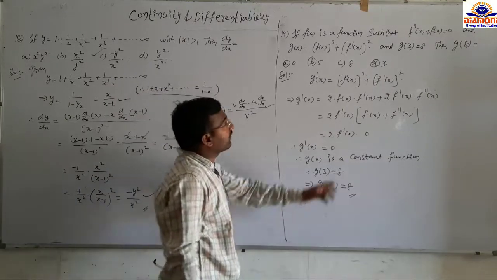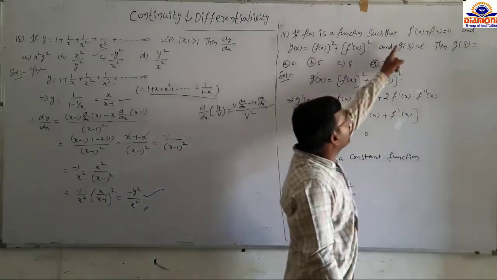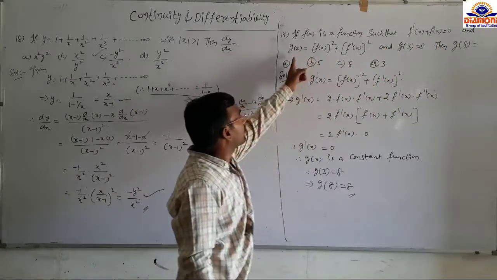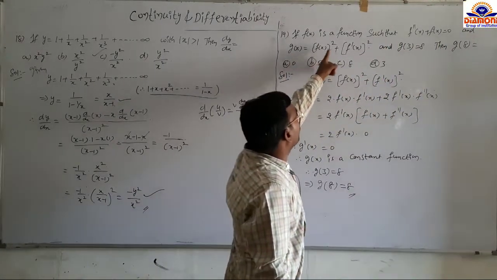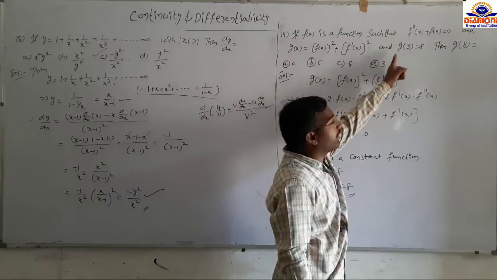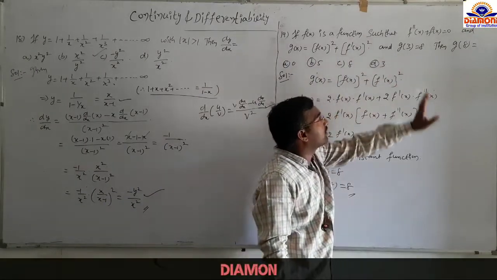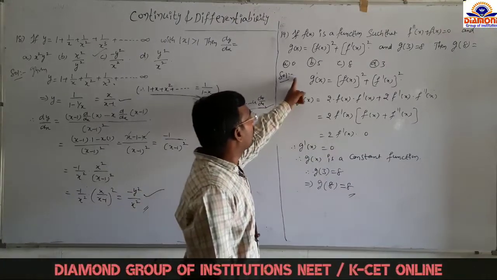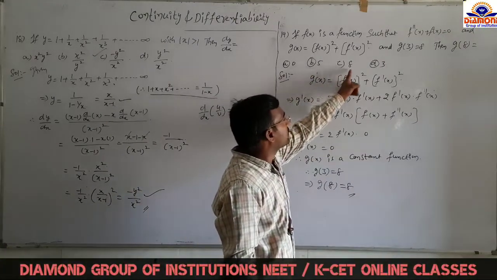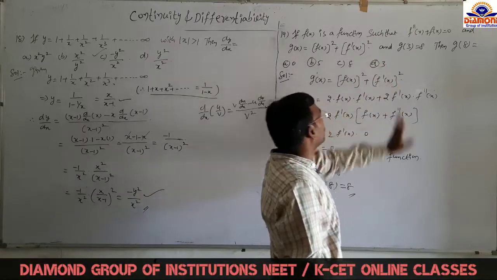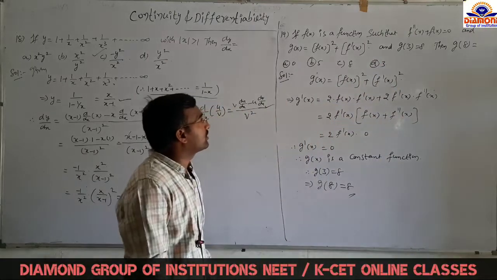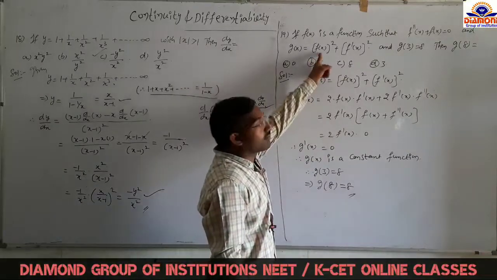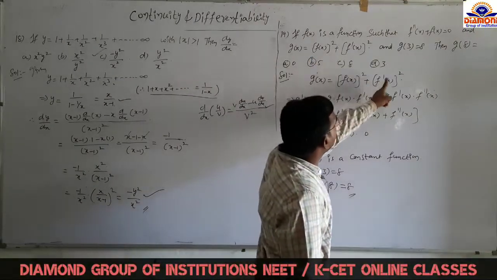Next problem. If f of x is a function such that f double dash of x plus f of x equal to 0 and g of x equal to f of x whole square plus f dash of x whole square and g of 3 equal to 8, then g of 8 equal to? Option A 0, option B 5, option C 8, option D 3. So here what is the given function g of x? g of x equal to f of x whole square plus f dash of x whole square.